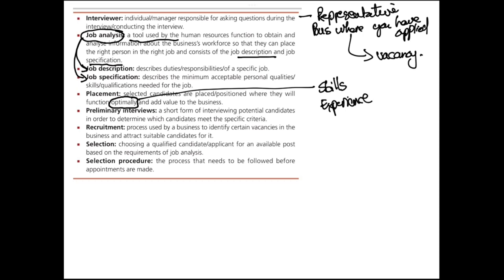Then preliminary interview is a short interview that they need to see whether people can be shortlisted or not. So that means candidates, in order to determine which candidates meet the specific criteria. So that means it's a form of selecting people for further interviews. Recruitment is the process used by the business to identify certain vacancies.